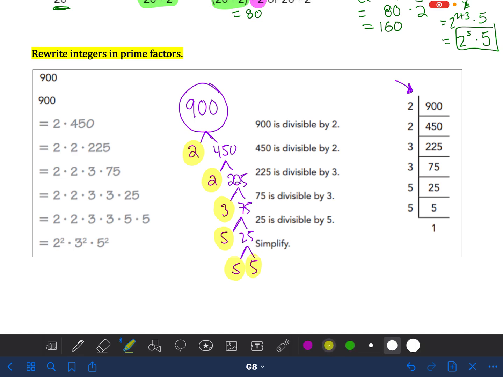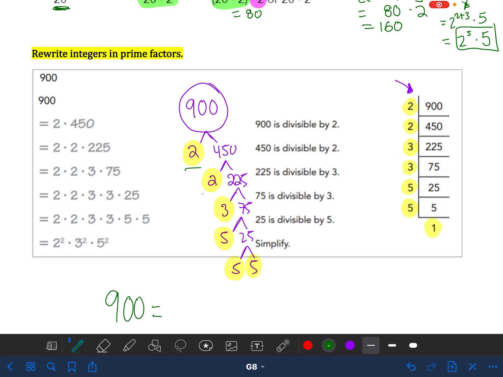Same with this here. The outsides are the prime factors. So I didn't write 1 here because it would be redundant. So you can include it, but usually people don't. So you need to rewrite the 900.